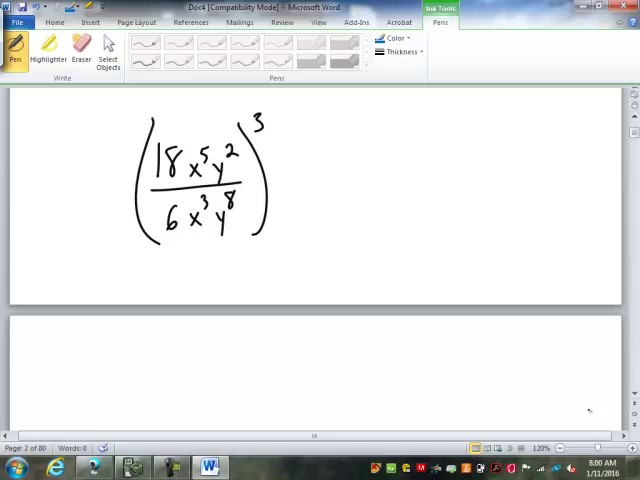So on this, the first thing we got to do, of course, is work inside the parentheses. 18 divided by 6 is 3. X to the 5th divided by x to the 3rd is x squared. Y to the 2nd divided by y to the 8th is y to the negative 6. We'll talk about that in a minute.